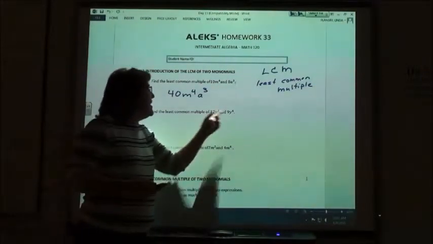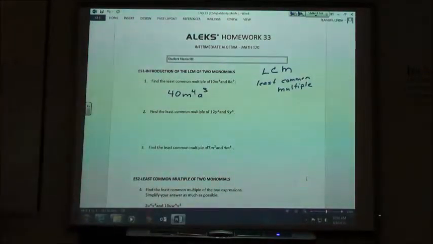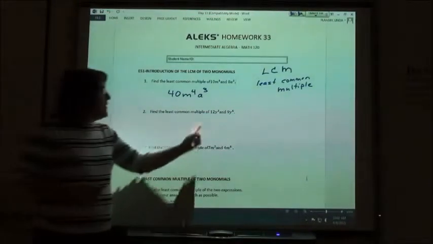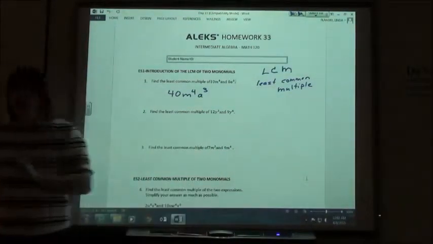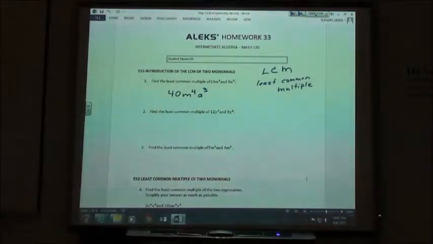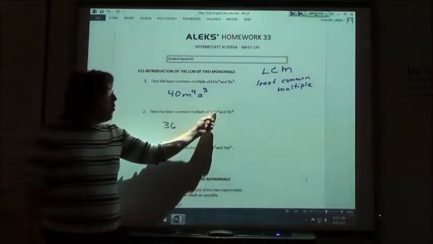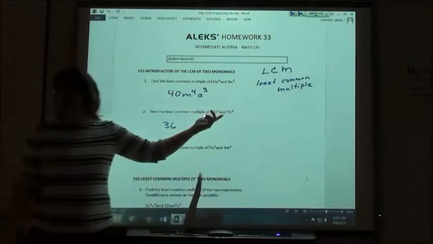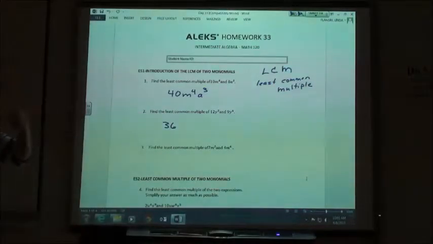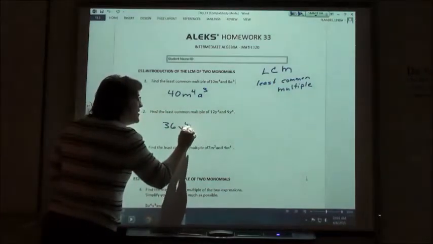If I'm going to find my least common multiple of 12y squared and 9y to the fourth, then my least common multiple of 12 and 9 would be 36, exactly. Multiples of 12: 12, 24, 36. Oh, and 9 goes into 36. This time my variables are the same. I've got a y squared and a y to the fourth. Since I'm doing a multiple, I have to use the higher one. So y to the fourth is my common multiple.